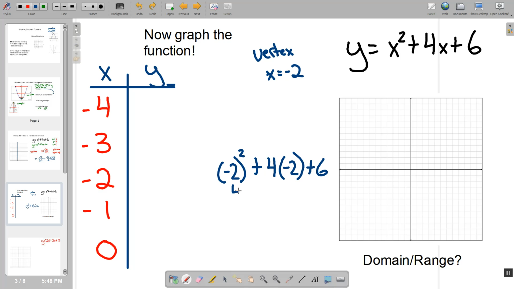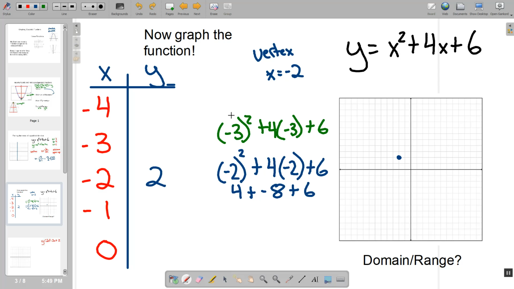This is 4 plus -8 plus 6, which means my y value is equal to 2. Which means if I did this correctly, this should open up this direction. Now, the way that I can check this is I do my -3 and my -1 inputs, and they should match. And if they do match, that means that I have done my vertex correctly. If they don't match, it means I've made a mistake.